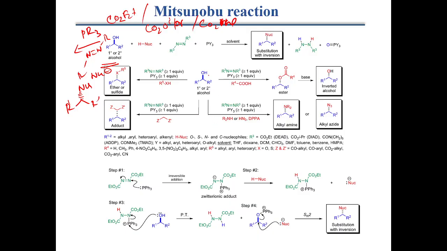So if we treat this alcohol in the presence of acid as a nucleophile, we'll get this ester. If we use another alcohol as a nucleophile, we'll get this ether, or if we use thiol as a nucleophile, we'll get a sulfide, or if we use amine as a nucleophile, we'll get the alkyl amine, or if we use azide, we'll get the azide connected product. So what is the mechanism of this reaction?